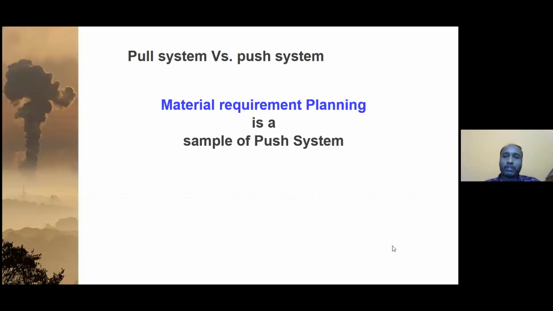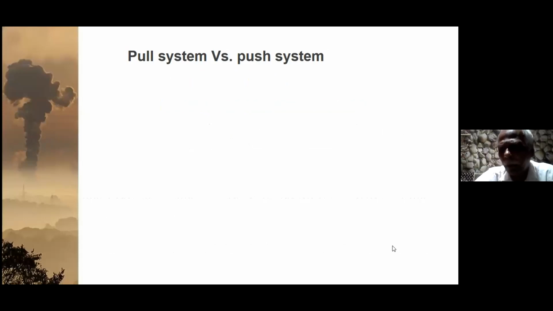MRP. So, sir, there is a problem. When there is a demand and there are no resources, how will we manage that in the pull system? In the pull system, an order comes, and now I have to be ready with the resources. If I don't have the resources, the pull system will not work, no?